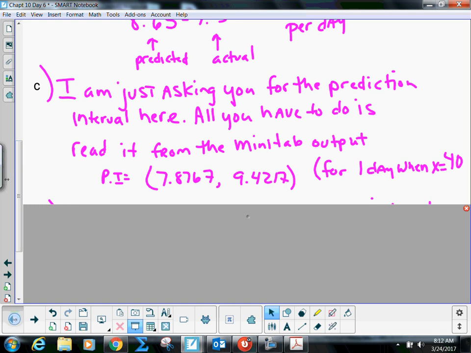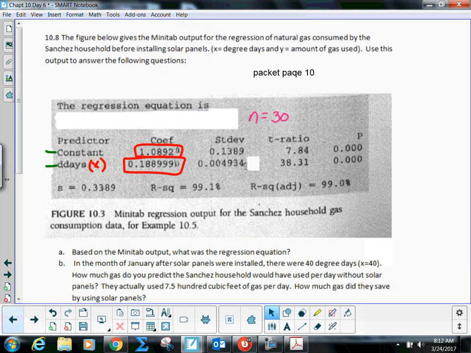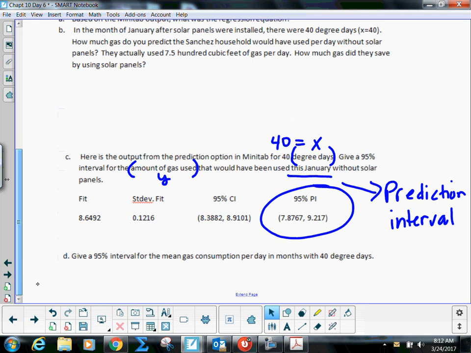One other thing about this printout, let's go back down to this printout for a second. This is the confidence interval, so this is the mean response when X equals 40. This is the prediction interval, so this is the one response when X equals 40. The standard deviation of the fit, you see this number right here? This would be the standard error of mu of y hat. Okay, that's what that number is right there.